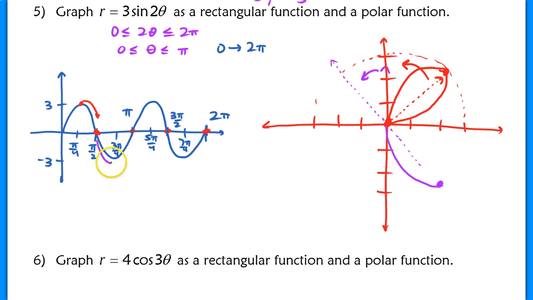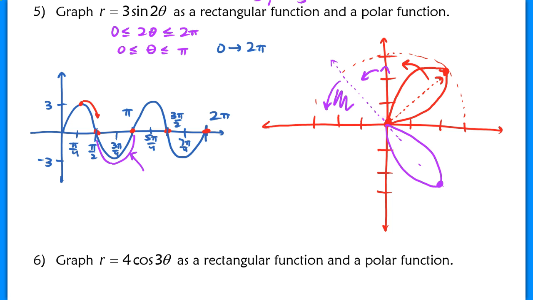As I move up this curve from 3 pi over 4 to pi, even though it's increasing, guys, it's got negative R values. So we're here, right? We're within this, but we've got negative R values, so it's really graphed on the other side. So there's the other loop here.